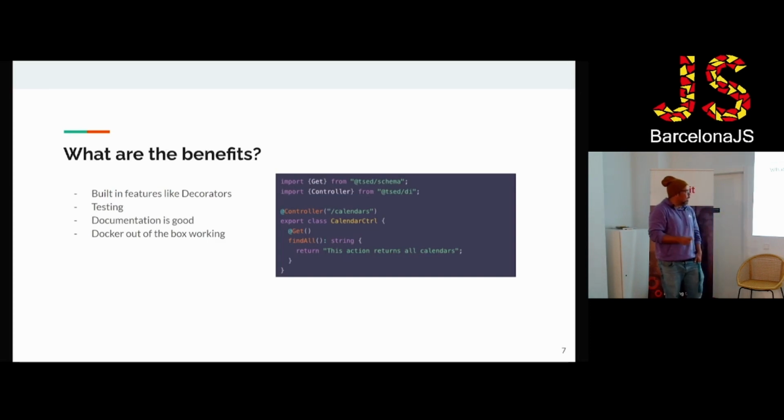The benefits really are the decorators, big, like I said. Out of the box, the decorators, and there are a lot of built-in functions. And the documentation on that site is really, really good. And for most of your REST API calls, it's really, really good. Good documentation, and Docker comes out of the box. That is really, really good.